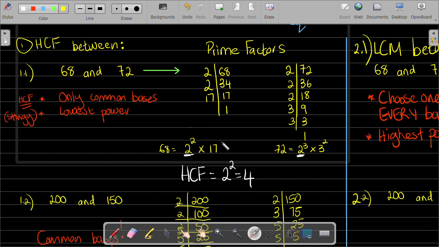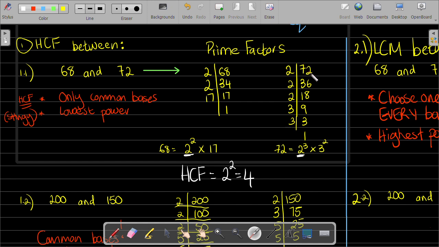Then you go ahead and write 68 equals, this is how to write it as the product of its prime factors, 2 to the power of 2. Why to the power of 2? Because there are two 2's. There's one over here and one over here. So it's 2 to the power of 2 times 17, and that has an imaginary 1 at the top over here. Okay, so that's the product of the prime factors of 68. Let's move on to 72.